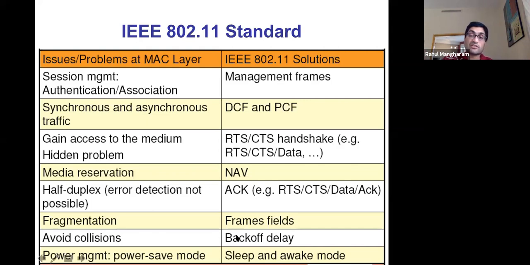To avoid collisions, it has a backoff, and it just senses the channel. If the channel is busy, it doesn't go and transmit. It basically backs off and waits for some random time, and it can have sleep and wake also.